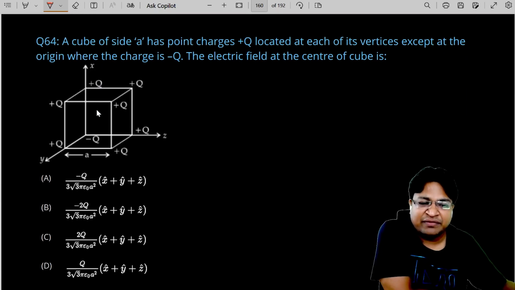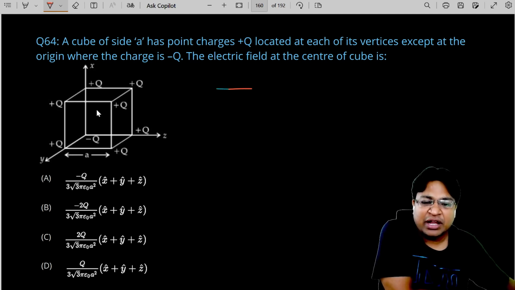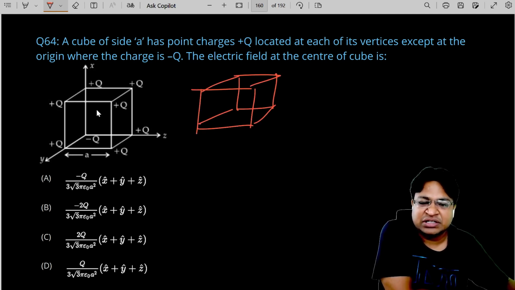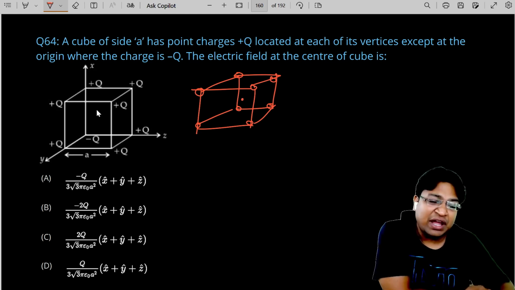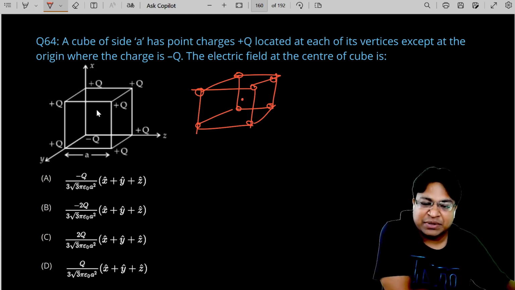This question says that we have a cube of side a, which has point charges q located at each of the vertices except the origin. Now, guys, if there is a cube and you place 8 identical charges at all the vertices, then that would give you a zero electric field at the center because the diagonally opposite charges will cancel out each other's effect. So if we have 8, we get a 0. So what happens if we remove 1?